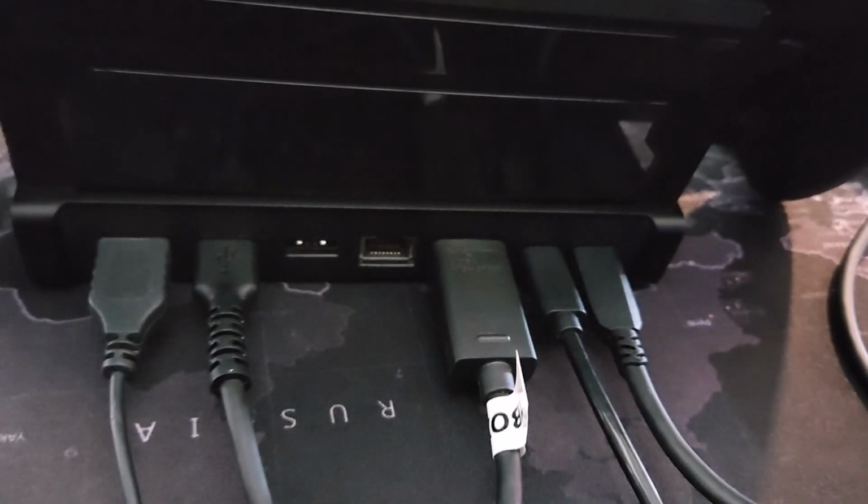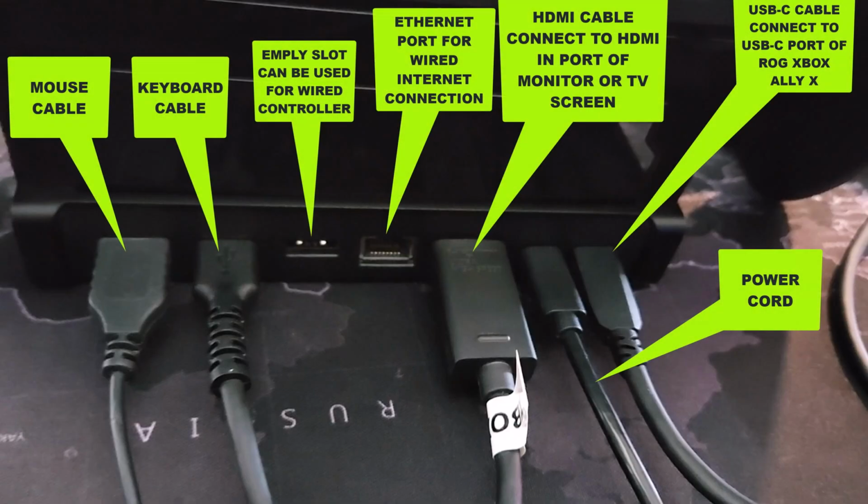Now, I was able to transition very easily with my HDMI cable from the back of my Xbox. I just took that one out of the Xbox and then plugged it into the dock station. And it is seamless for me, but it is not very hard to do.